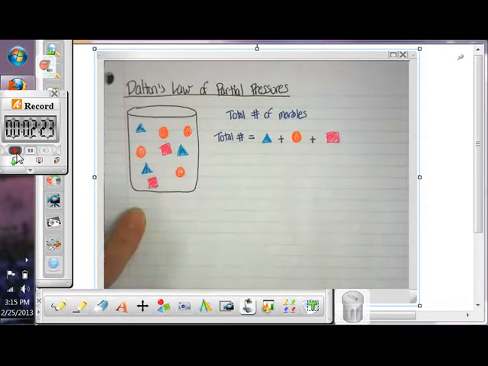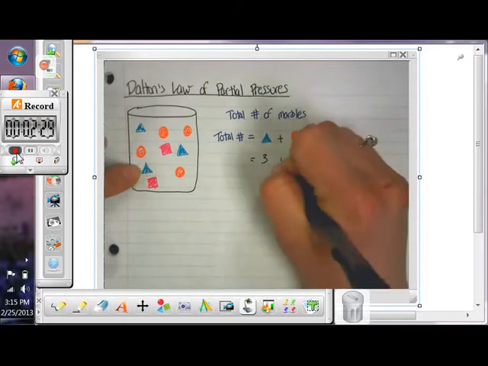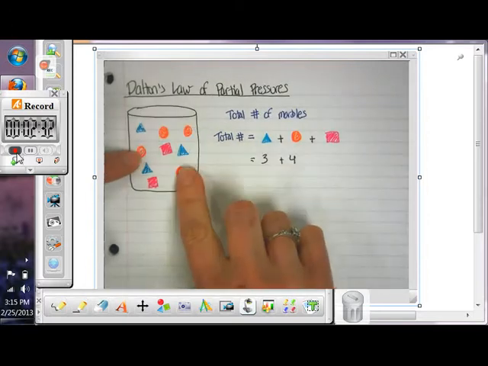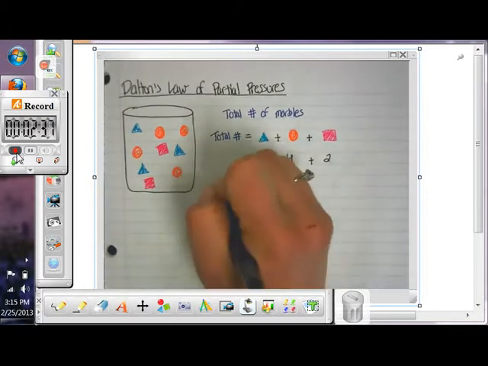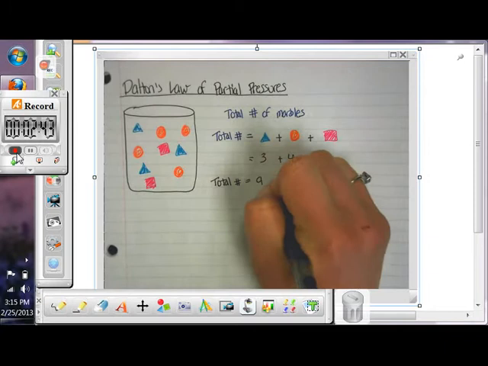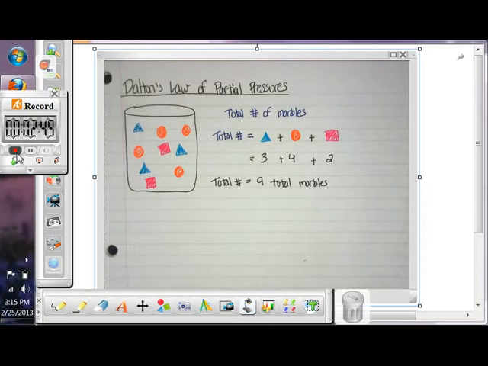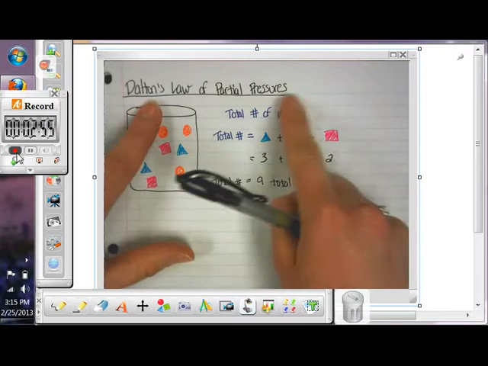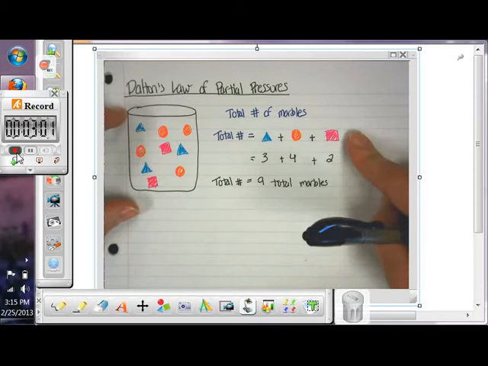So let's see. I've got 3 triangles. I've got 4 circles. And I have 2 squares. So my total number of marbles is going to equal 9 total marbles. Right? That's from elementary school. I think we all know how to do that. So basically, Dalton's Law of Partial Pressures is this exact same concept, but instead of marbles, we're just going to be counting pressure, like atmospheres and millimeters mercury and torr.